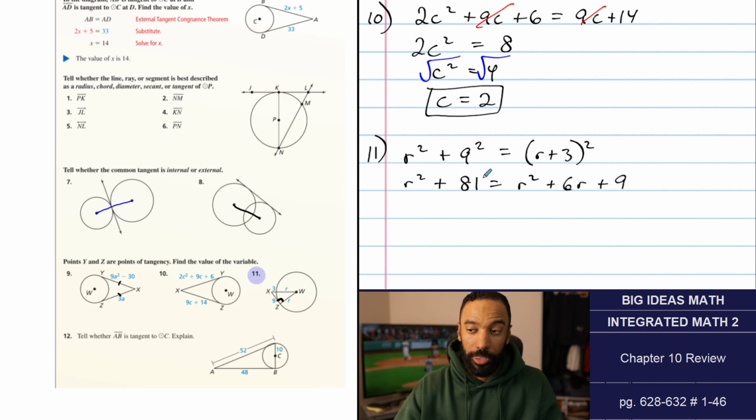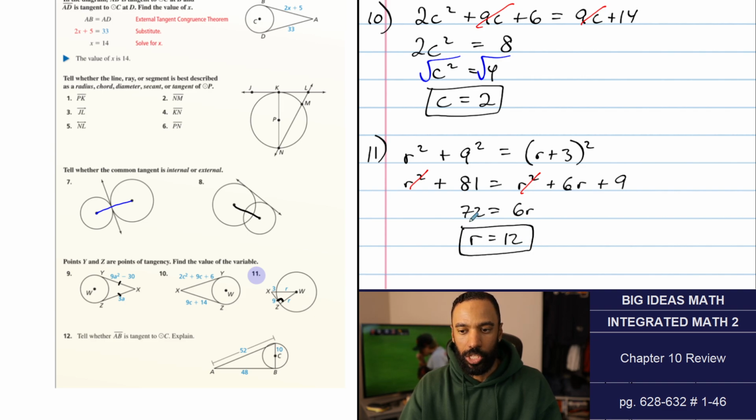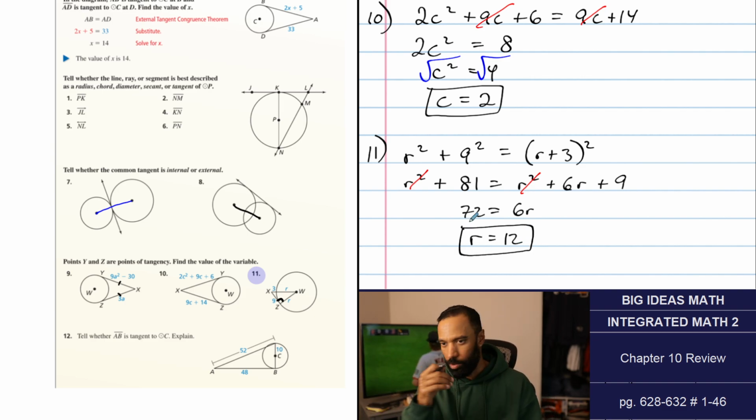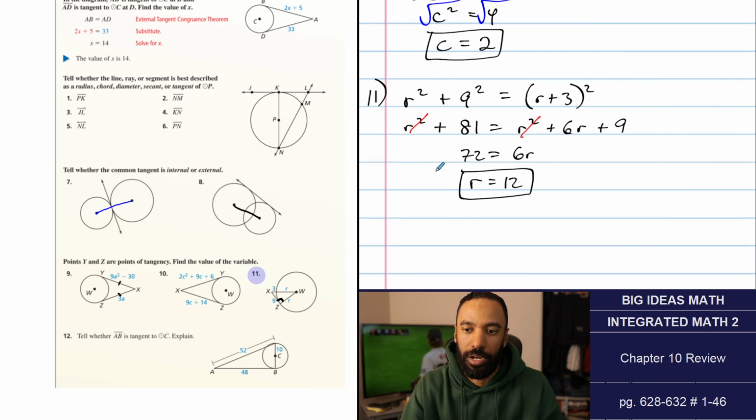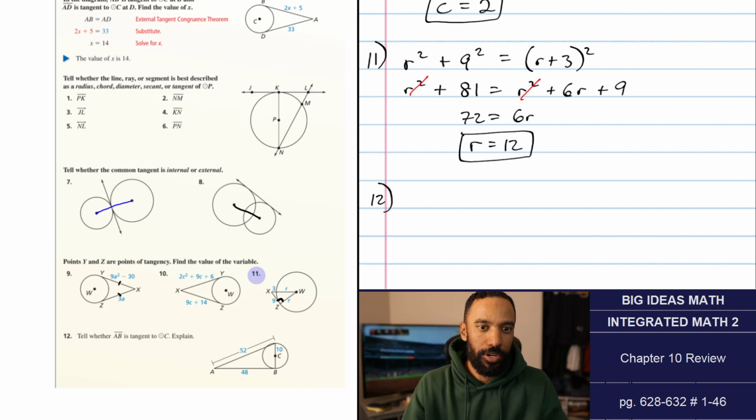But the r squareds will cancel. They are gone. So you're left with 6r. We've got to solve for r from that. I'll subtract 9 from both sides and get 72. Divide both sides by 6. You get r equals 12. And it looks like 12 should pan out just fine. There's no plus or minus 12, anything like that. That's the only answer from there. Number 11.